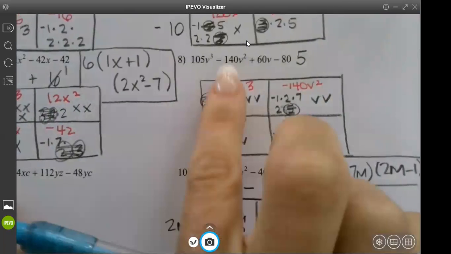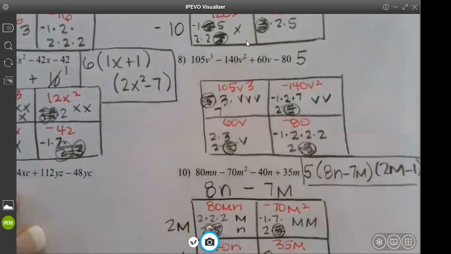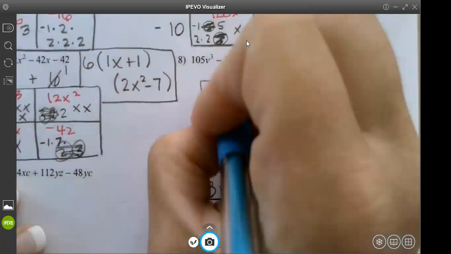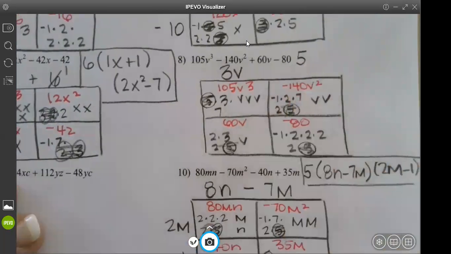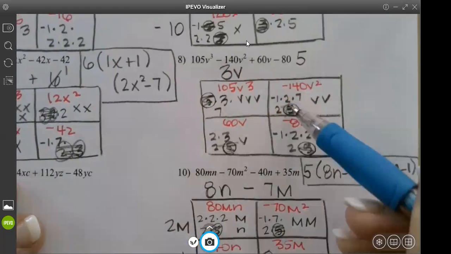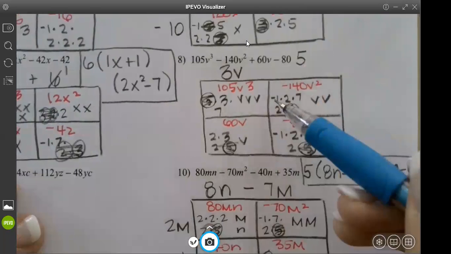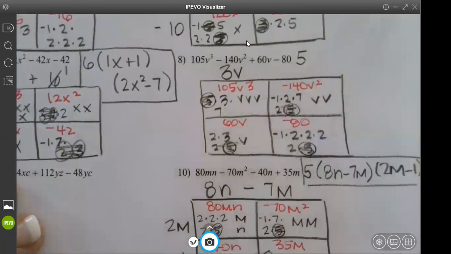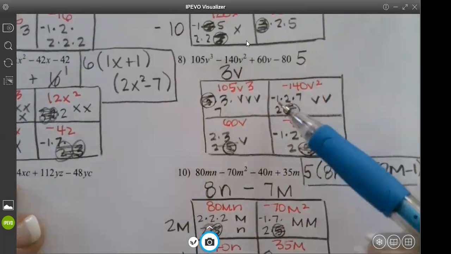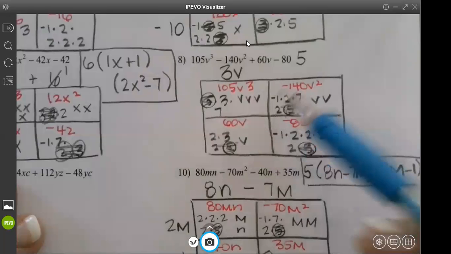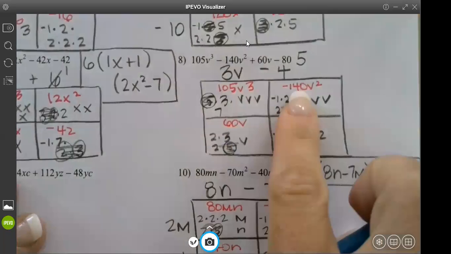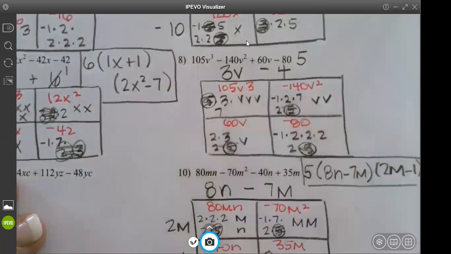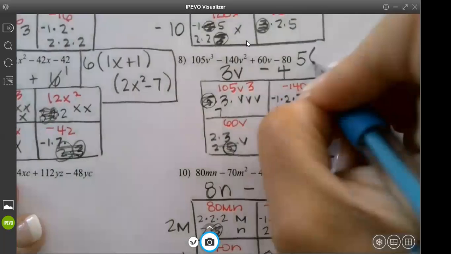Top to bottom, what's in common? 3. 3 and a V. Perfect. Top to bottom on this one, what's in common? 2. Just the 2. Negative 1, and a negative 1. What else? One more thing. Another 2. 2 times 2 is 4 times negative 1 is negative 4. And if you miss the negative 1, this box would tell you that that factor was negative. So it's not a big deal. So your first factor is 3V minus 4.